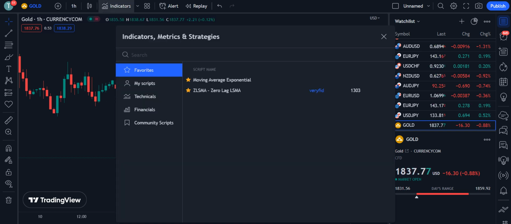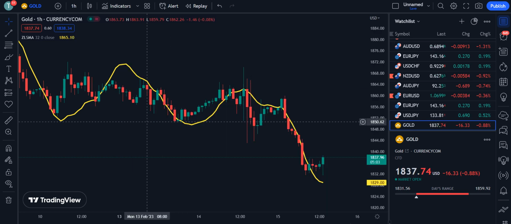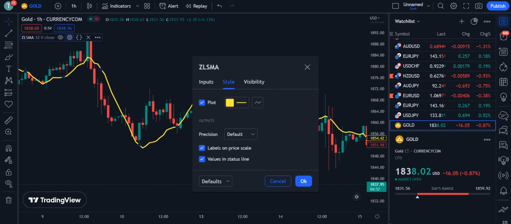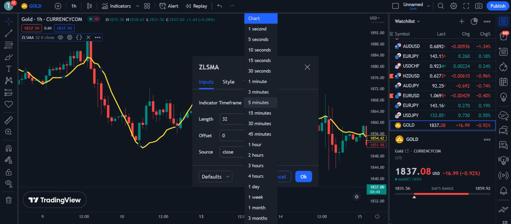For the indicator section, I will go here and use ZLSMA or Zero Lag LSMA by veryfid1303, which traders are using. You simply click on it and it will be applied on your chart, as you can see here. Now go into the settings of this ZLSMA, go to the inputs, and you can see that indicator time frame is here, length is here, offset is here, and source is here. We only have to change the time frame from chart to 4 hours.